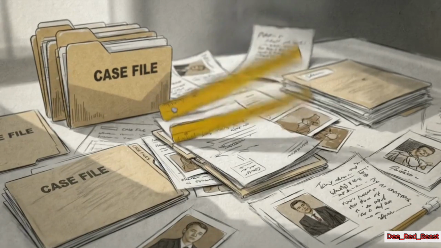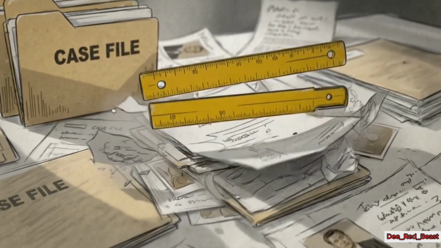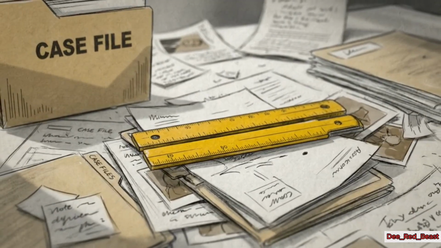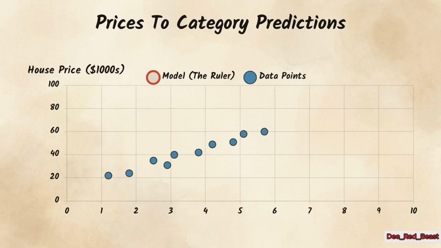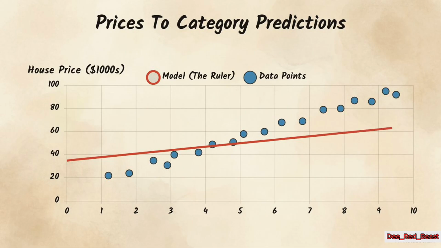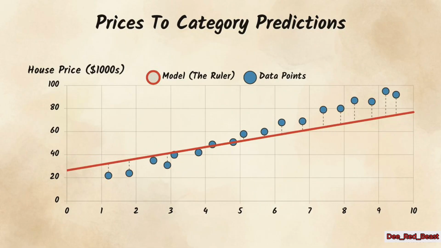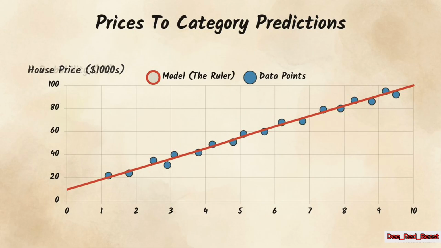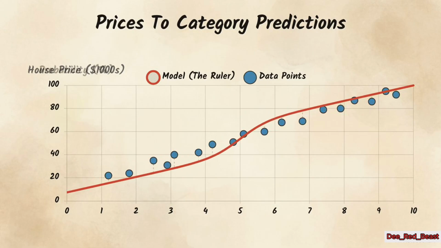The first tool in the detective's kit is the ruler. We use an algorithm called linear regression when we want to predict a specific changing number. This graph plots dots representing houses. To predict the price of a new home, the algorithm draws a straight diagonal line right through the middle of the group to show the overall trend. The algorithm finds the best fit for this ruler by measuring the empty space between its line and the actual dots on the graph. It tilts and shifts the line until those measured distances are as short as possible, which gives us the most accurate average.